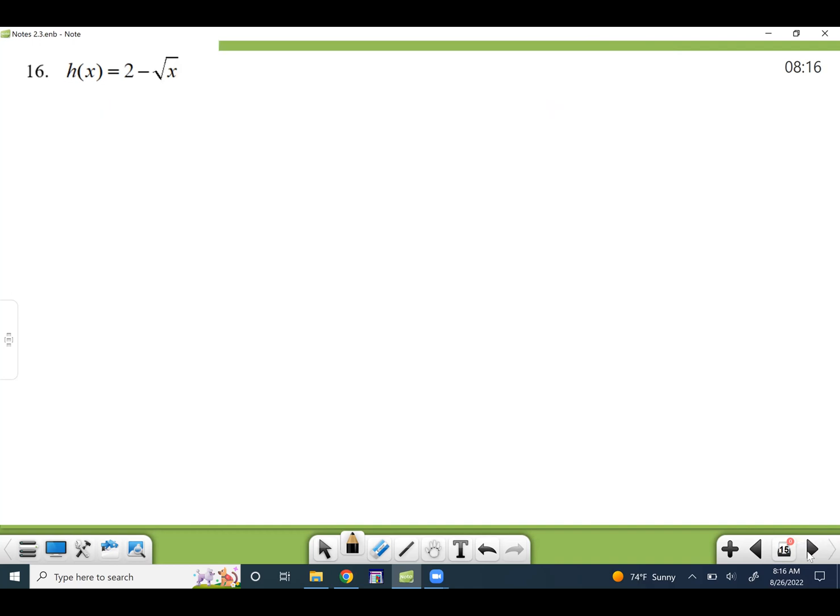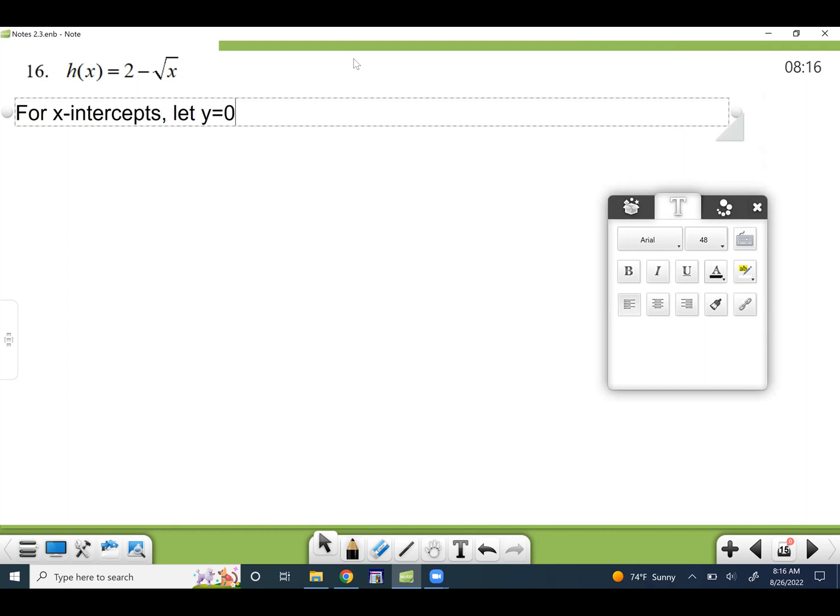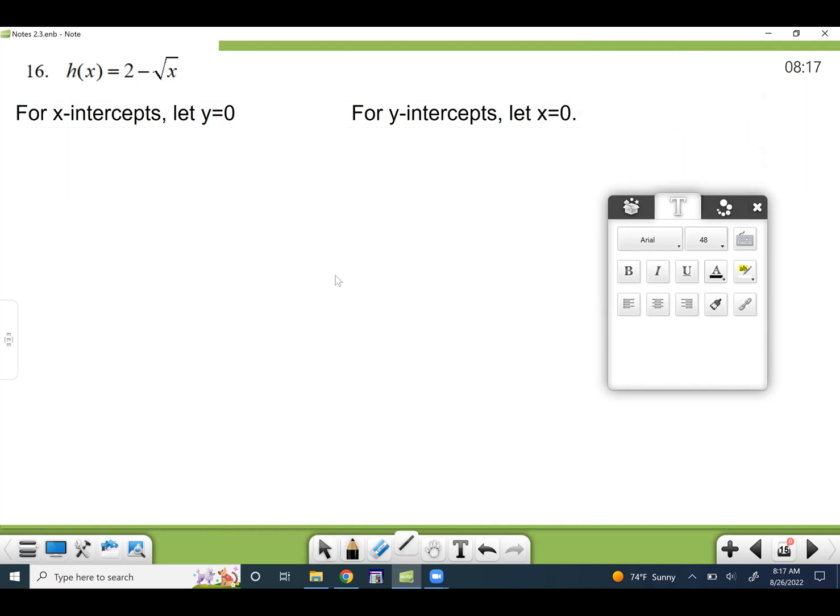All right. So same deal. And again, I always get hopeful that it's going to let me select it, but no. So let me just type it. Okay, so we're going to go ahead and substitute in 0 for the y, in other words, the h of x. So we're going to put a 0 there.